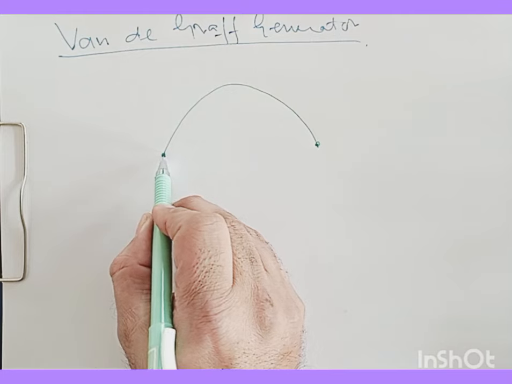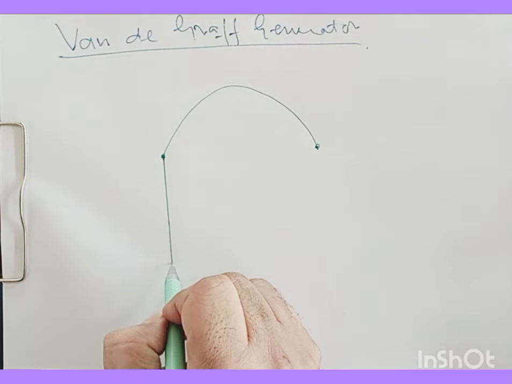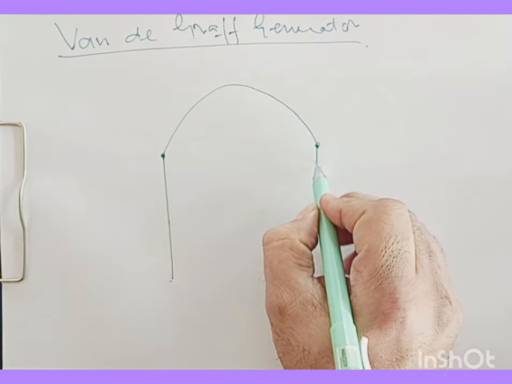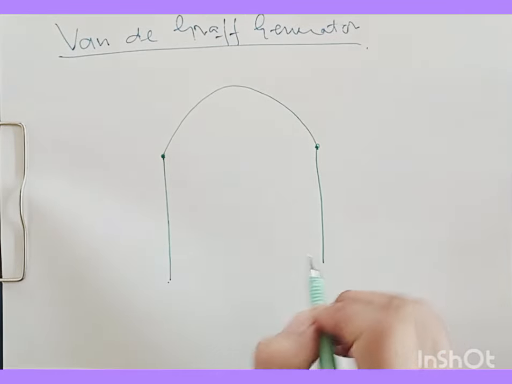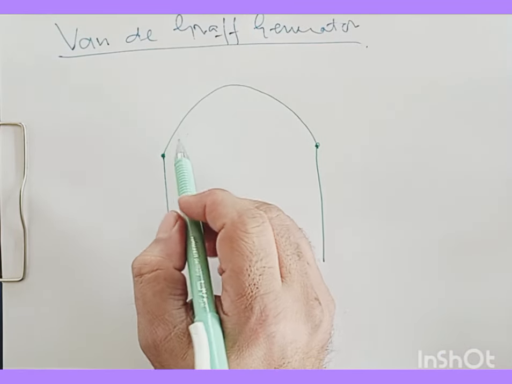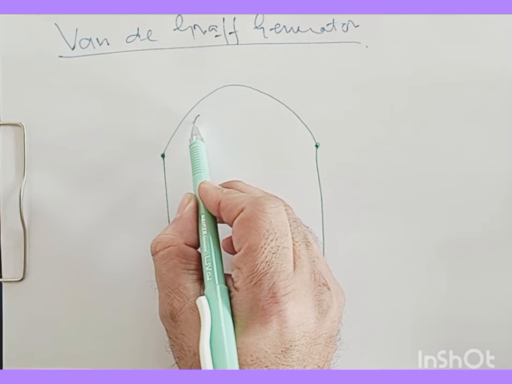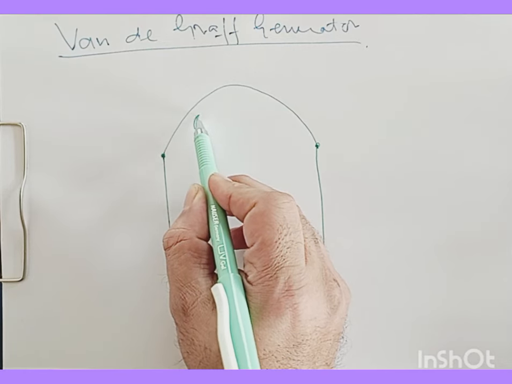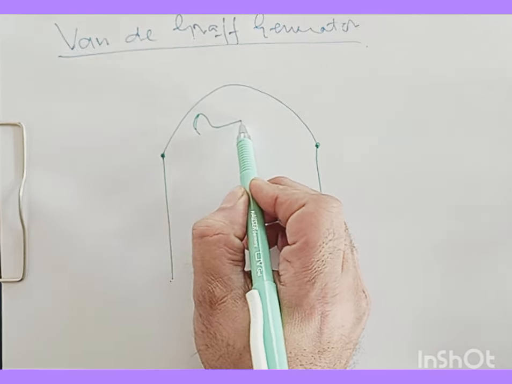And what we have is a dome-like thing. Let me try to draw it. And what we have is, we have a tube.